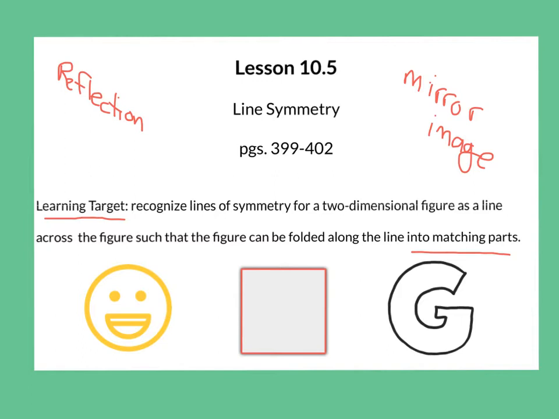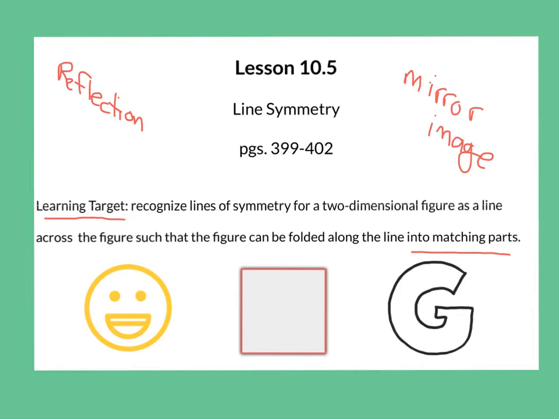I have three examples down here below because not all shapes have lines of symmetry. Some might have a few, some might have one, some might not have any. So I have these three figures down here below to model each type.